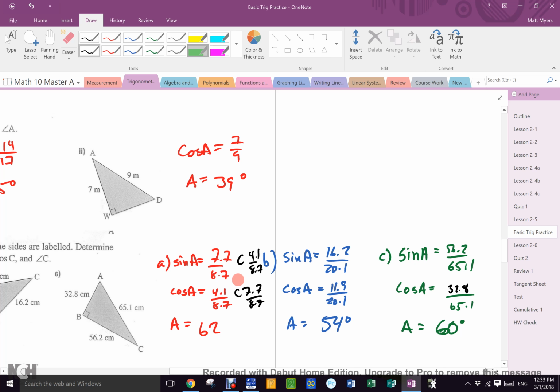But the third angle is always, that one's 62, so this one's going to be 28. That one's 54, so the other one's going to be 36. And that one is 60, so the other one's going to be 30.